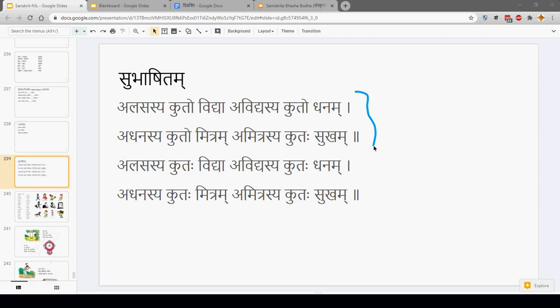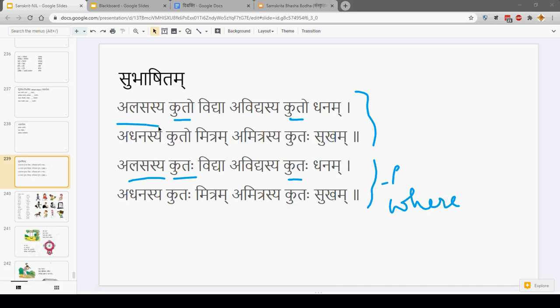So the same lines are here also, but a little bit simplified, because in some places the word form changes because of the sandhi, what we call sandhi joining. So these are simplified words. Alasasya kutah vidya, avidyasya kutah dhanam, adhanasya kutah mitram, amitrasya kutah sukham. So here kutah comes. One of the meanings of kutah is where, or from where, like that.